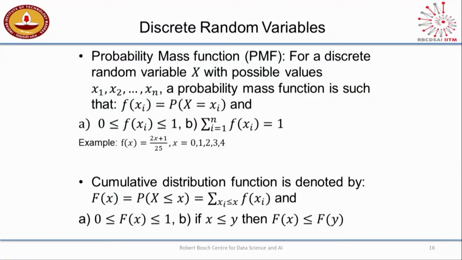Okay, so now let's get into a little bit of the math. Okay, so we spoke about this thing called probability mass function. That's used for a discrete random variable, x, with possible values x1, x2, x3.